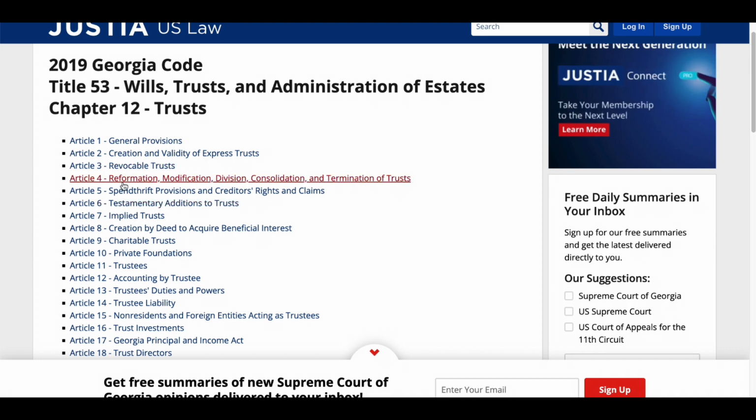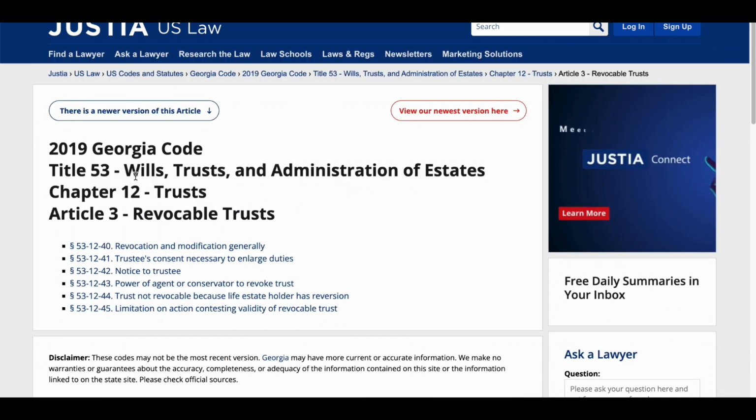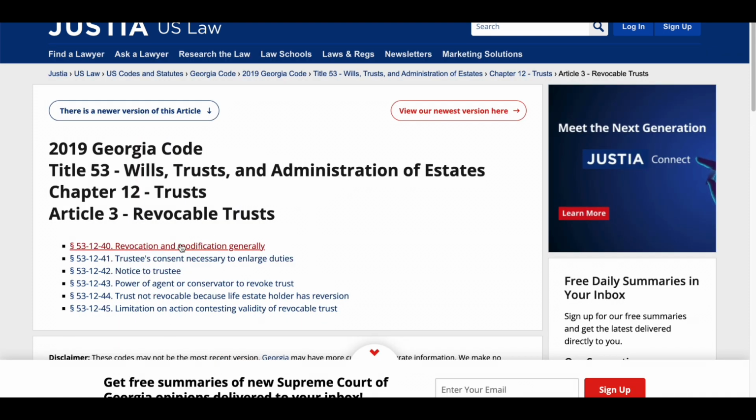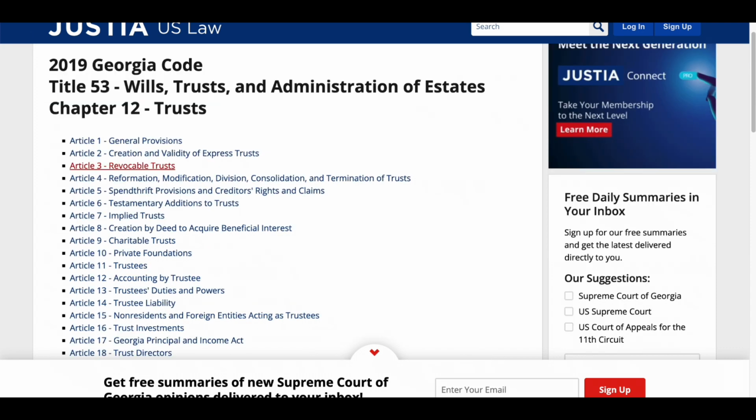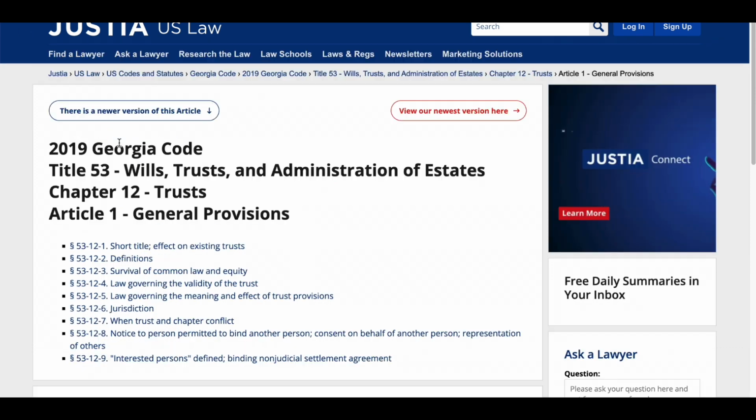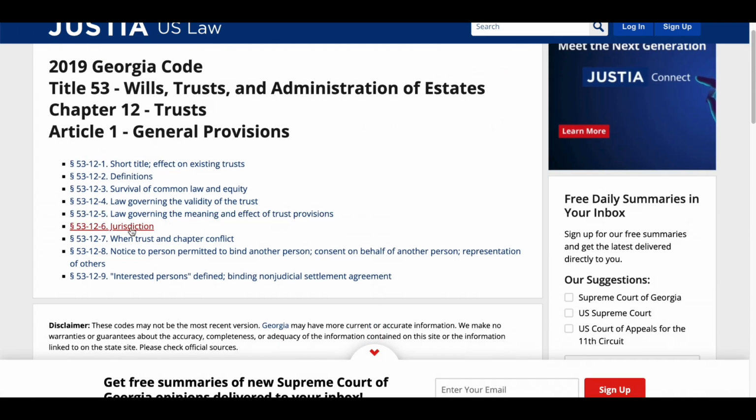Everything isn't talking about a straw man in all the codes. This tells you how to create a trust, how it's supposed to be constructed and everything, but I'm not going to go through that. Here we go: general provisions. This talks about the jurisdiction.